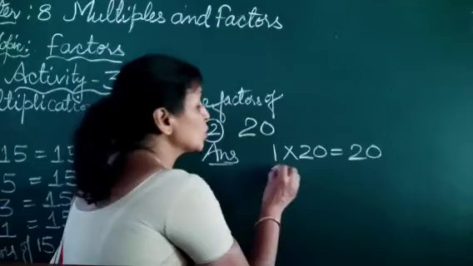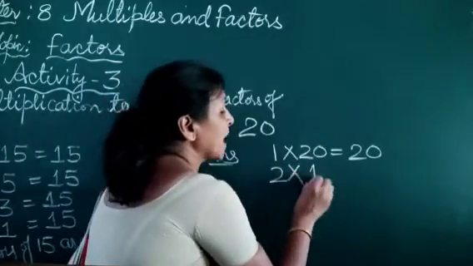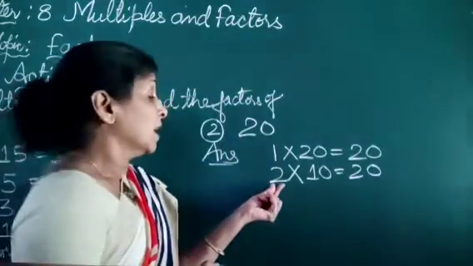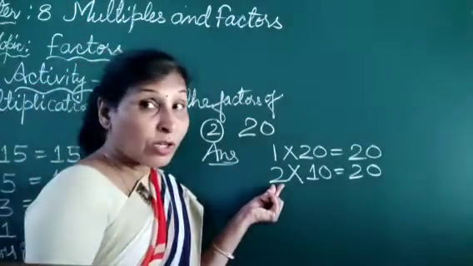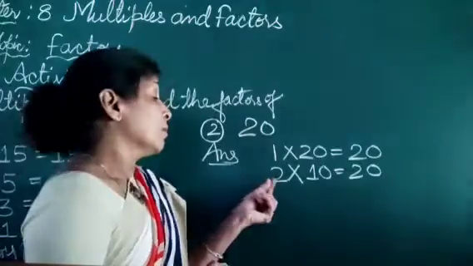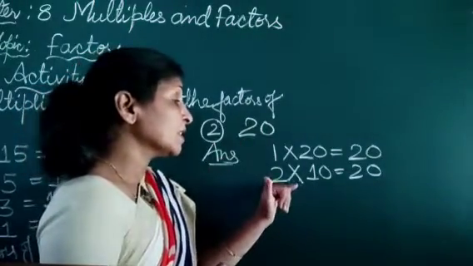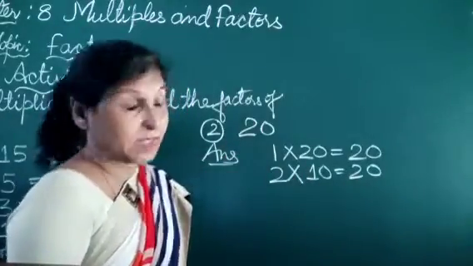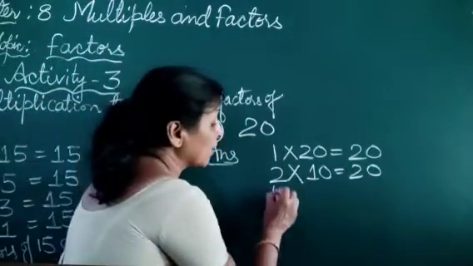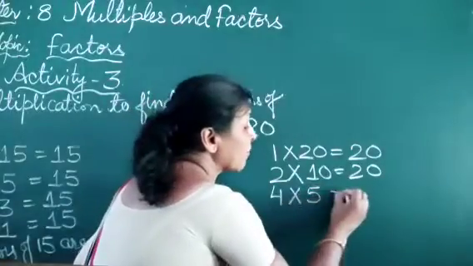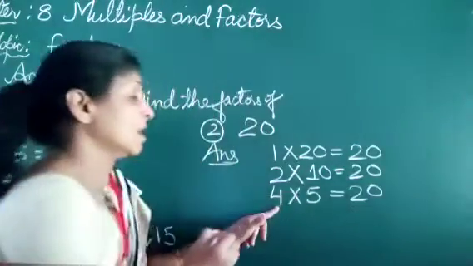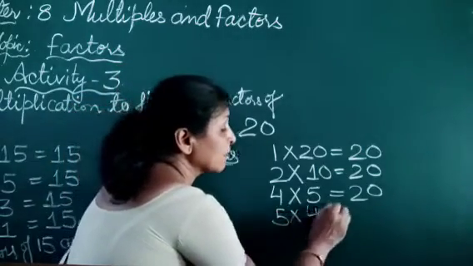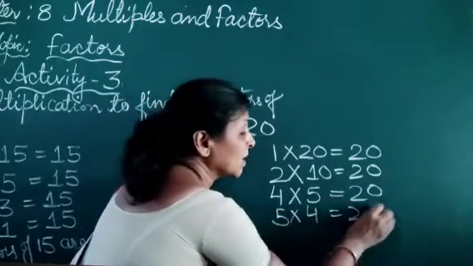Now we see 2 is multiplied by 10, then 20 comes. Then 3 is not the factor of 20, because if 3 is multiplied by any number, then 20 does not come. Then we take 4 multiplied by 5, then 20 comes. Then after 4 we write 5 multiplied by 4, then 20 comes.